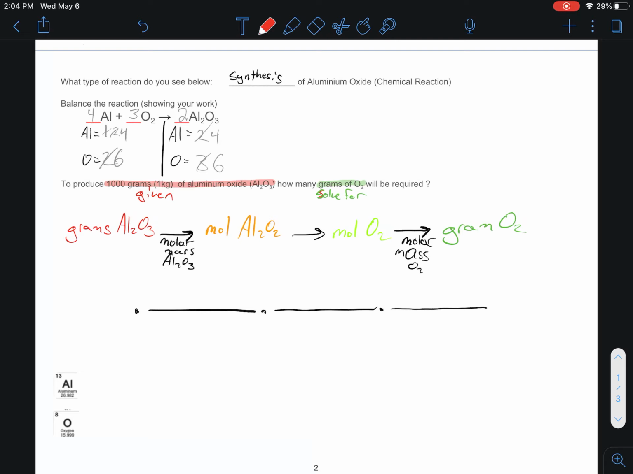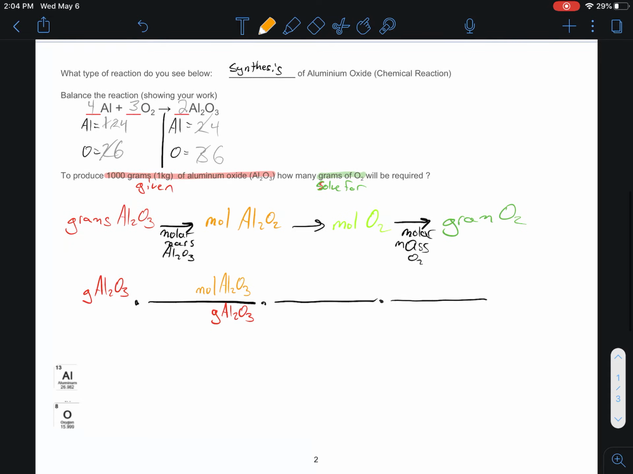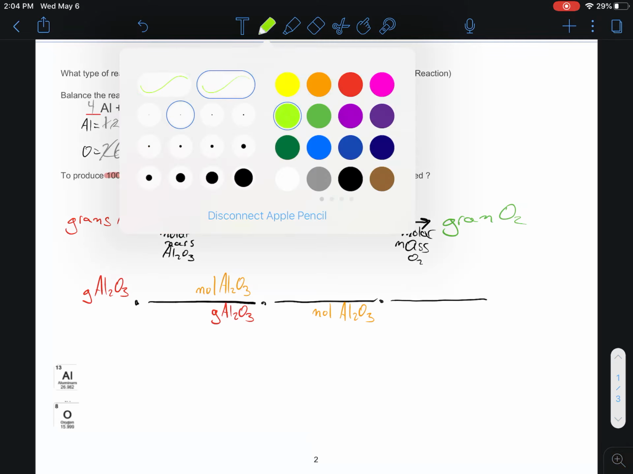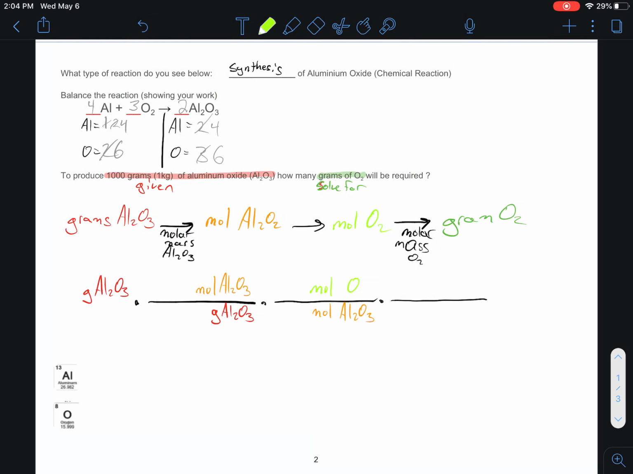All right, welcome back. Let's see how you did. First, my given, grams Al2O3. The next conversion factor is going to have grams Al2O3 on the bottom and moles Al2O3 on the top. The next conversion factor is going to have moles Al2O3 on the bottom and moles O2 on the top. The third conversion factor is going to have moles O2 on the bottom and grams O2 on the top.